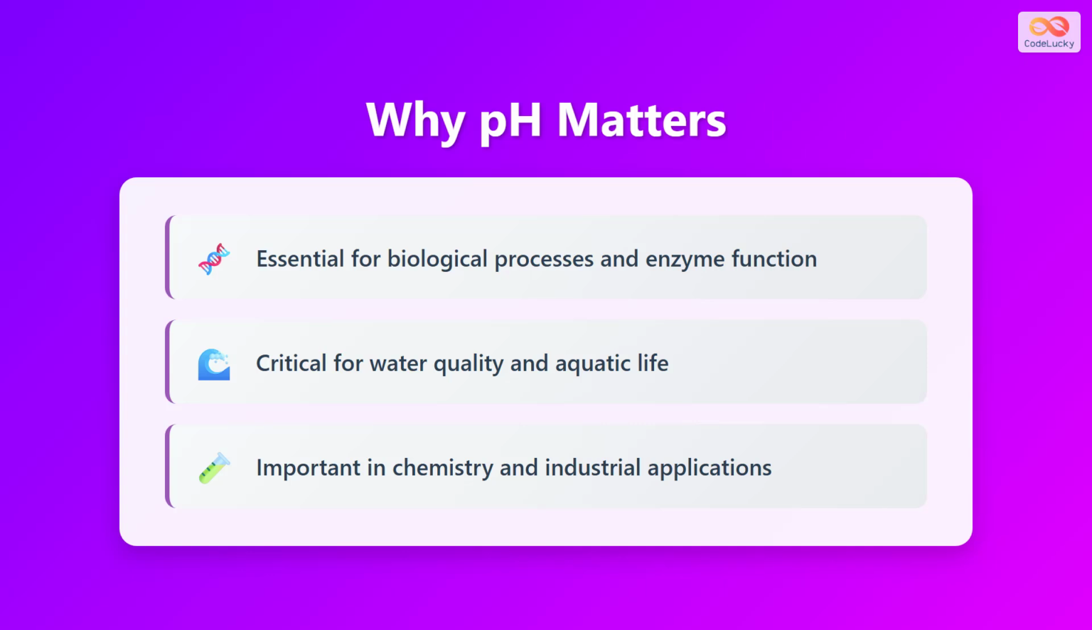Understanding pH is crucial for many reasons. In biology, pH is essential for all life processes. Enzymes in our bodies only function properly within specific pH ranges, and even small changes can affect our health. In environmental science, pH is critical for water quality and the survival of aquatic organisms. In industry and chemistry, pH plays a vital role in manufacturing, agriculture, and chemical reactions. Mastering pH concepts opens doors to understanding countless natural and industrial processes around us.